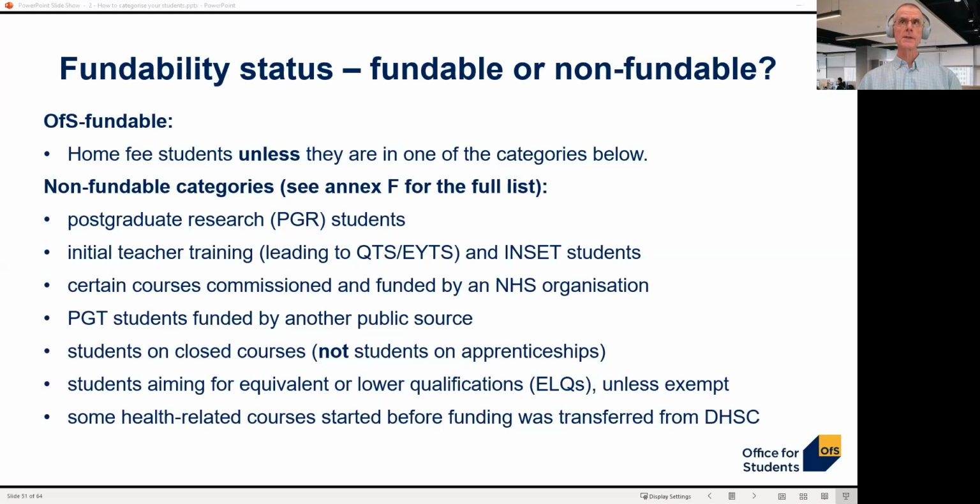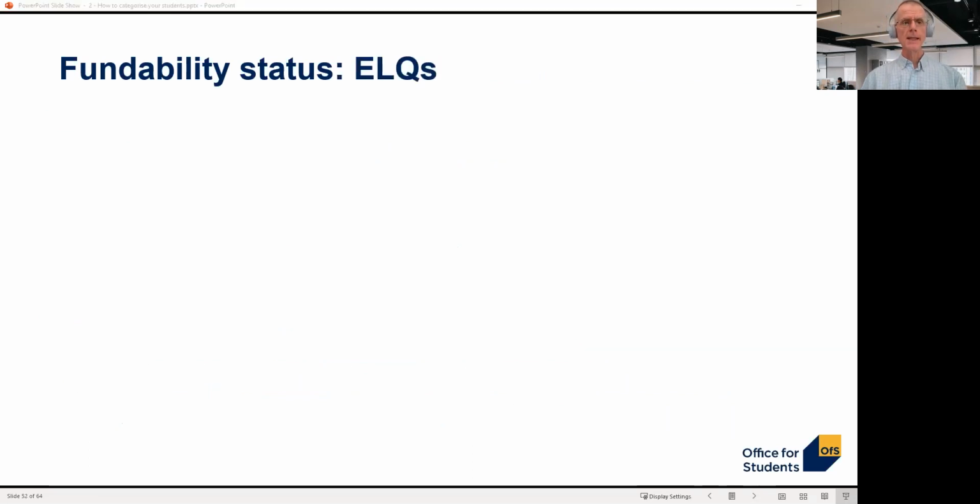And I've got this last bullet here. It's unlikely to apply, but again, it's detailed: some health-related courses that had students starting on them before funding was transferred from the Department of Health and Social Care. The penultimate bullet here really is the one which is probably going to be the most common exception. So we're going to talk about this now. ELQs, equivalent or lower qualifications.